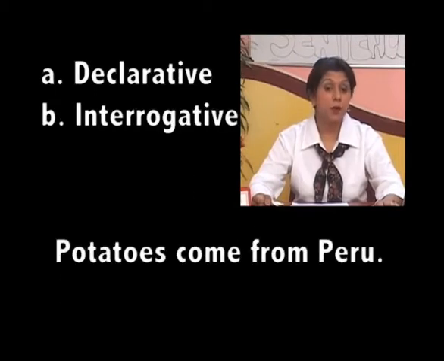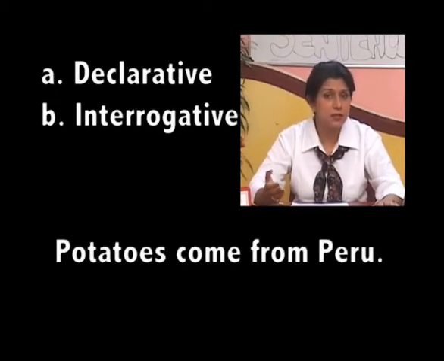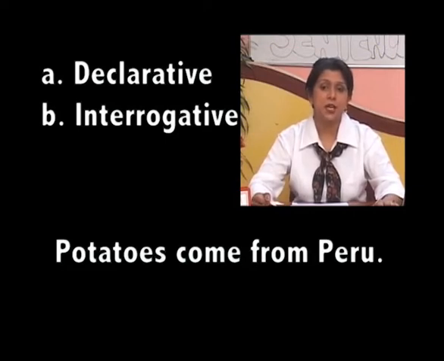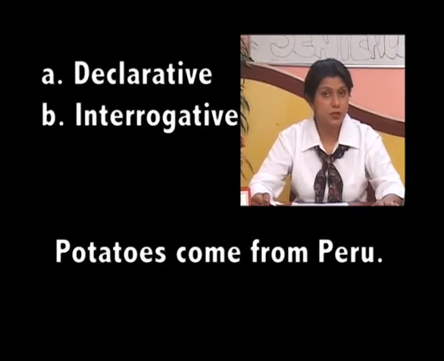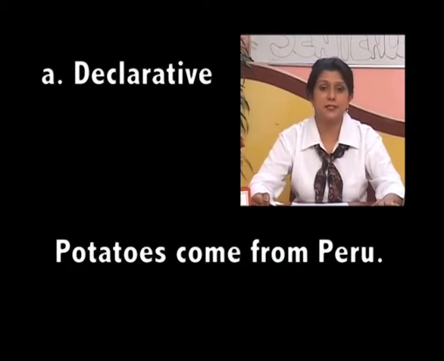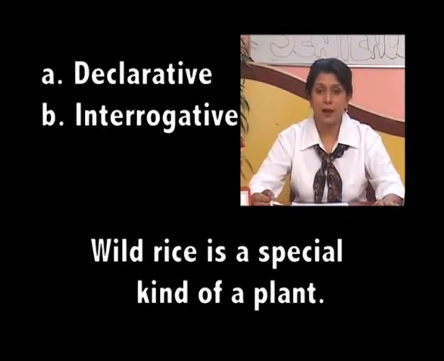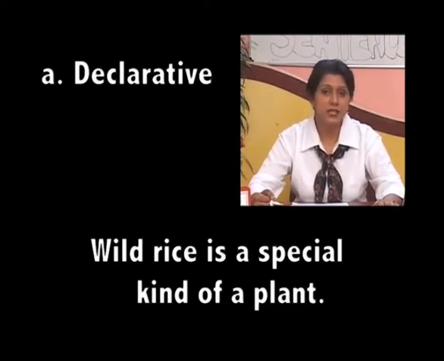Let's look at the next sentence now. Potatoes come from Peru. And Peru is the name of a place. Is this a declarative sentence or an interrogative sentence? Potatoes come from Peru. Full stop. Yes, it's a declarative sentence. Wild rice is a special kind of plant. Yes, it's a declarative sentence, not an interrogative.